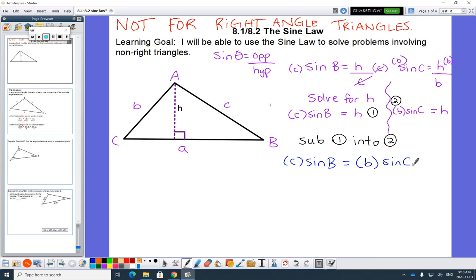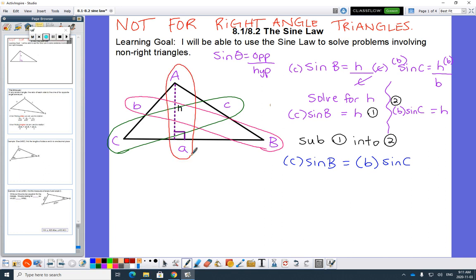What you'll see some students do is this. Once you label your triangle, students will make sort of bubbles like this, because angle B and side B go together. If you want to pick a different color, you can. Angle C and side C go together. Angle A and side A go together.